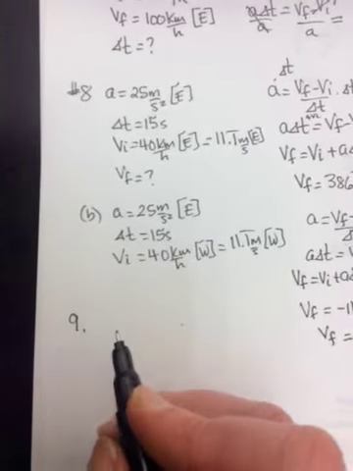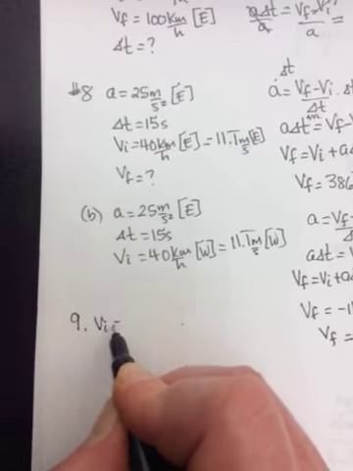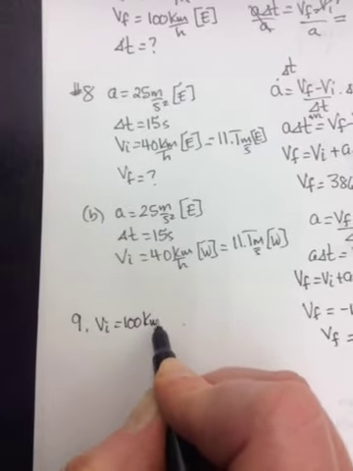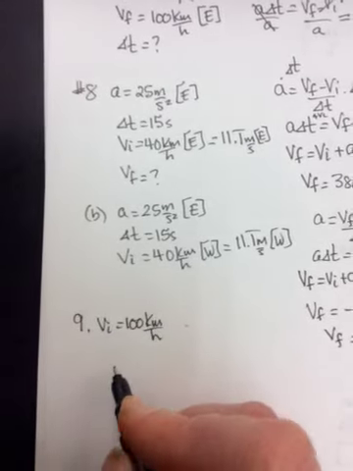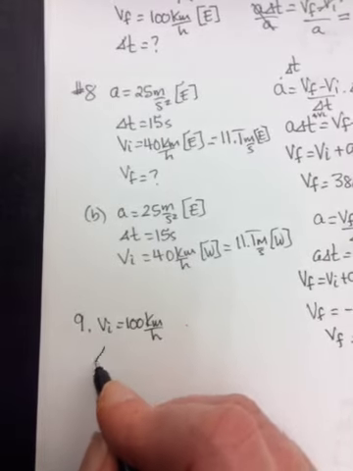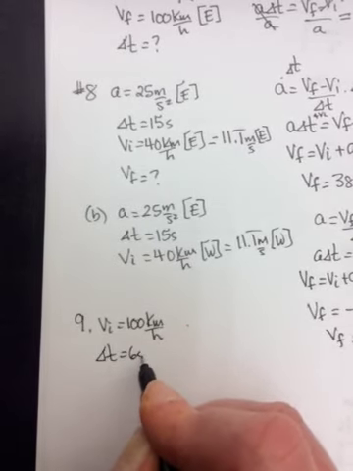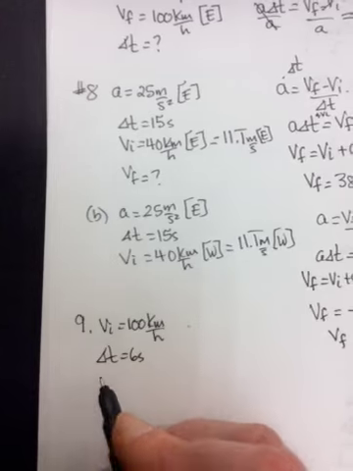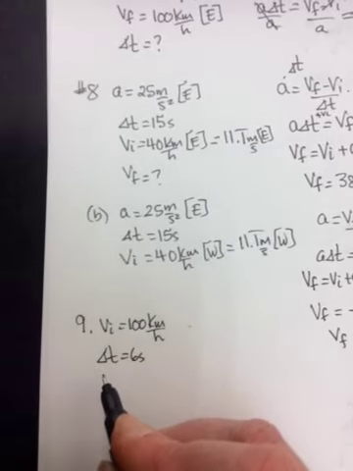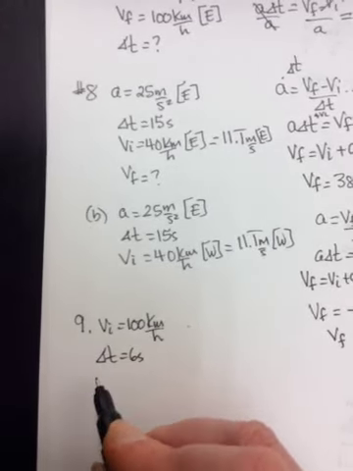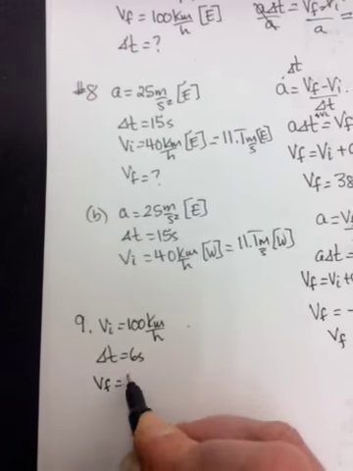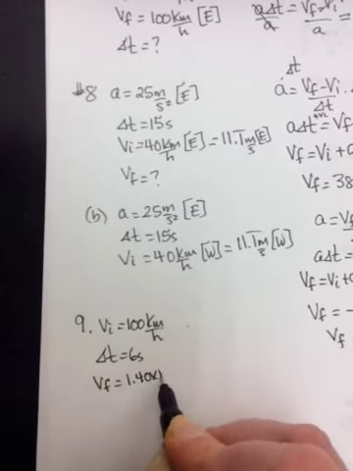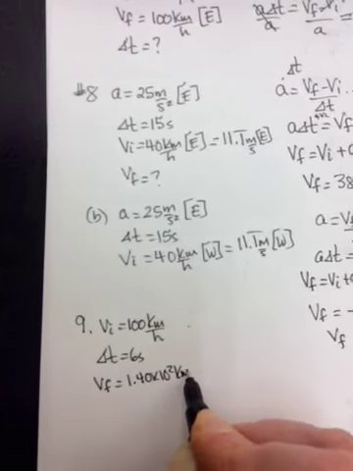A car traveling at 100 kilometers per hour, that's the Vi, accelerates to pass another car. It takes 6 seconds, delta t, to pass the car, and the velocity after passing is 140 kilometers per hour, Vf. 1.40 times 10 to the 2 is 140.